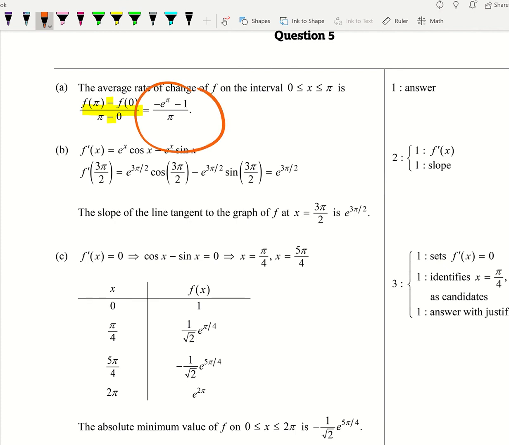But if you started right here, you'd have to have the minus 0. And at least initially, you must show that difference quotient. And that's 1 point. We got that.